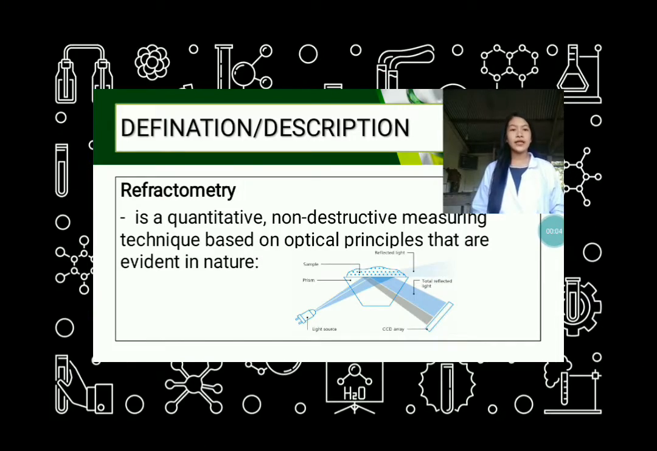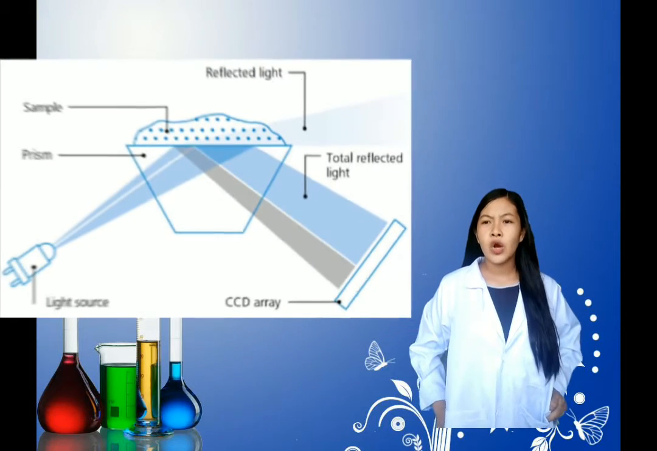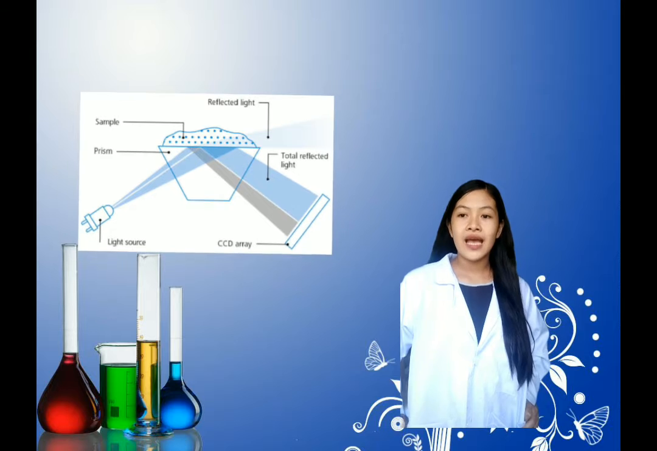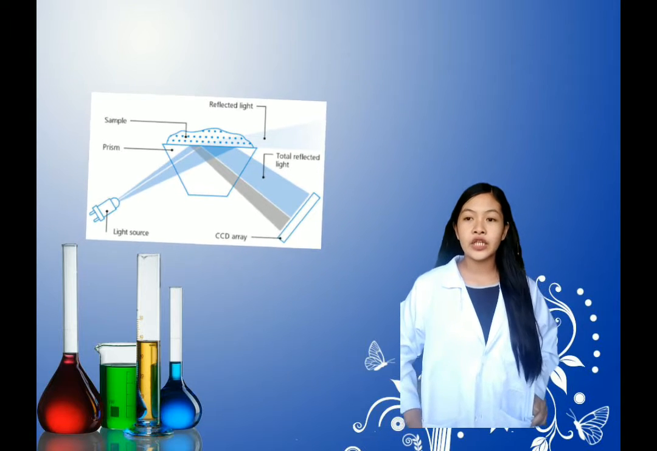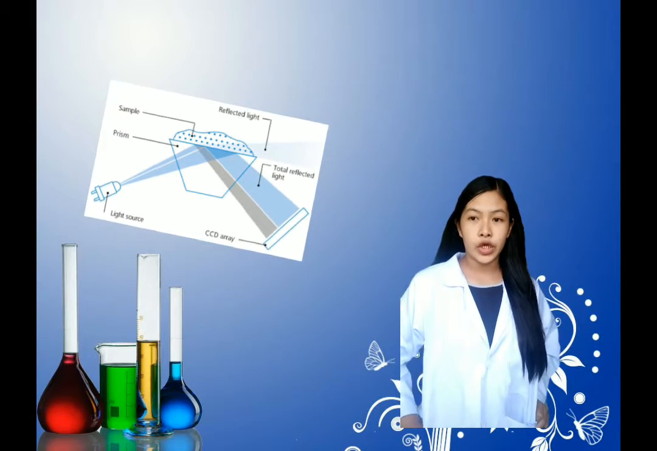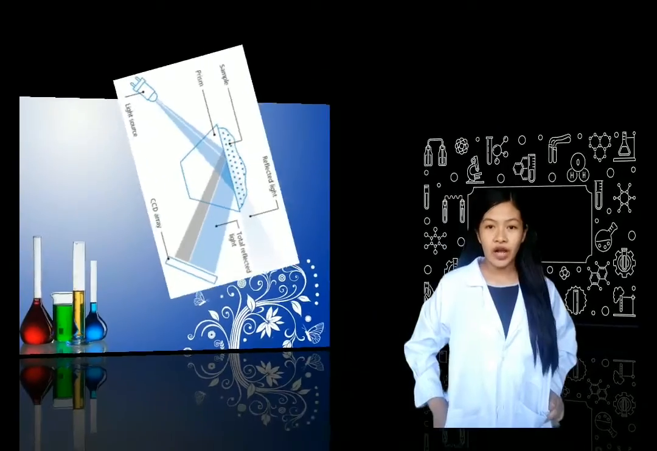Refractometry is a quantitative, non-destructive measuring technique based on optical principles that are evident in nature. For example, when light passes through water, the light beam is refracted, and objects underwater appear to have different proportions than those observed above water. This phenomenon is called refraction.